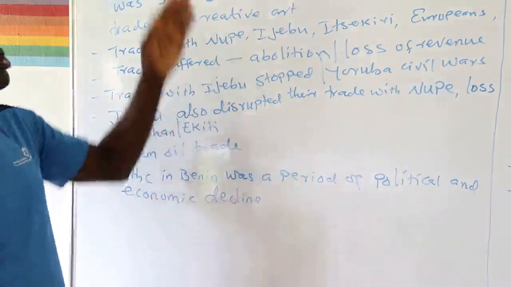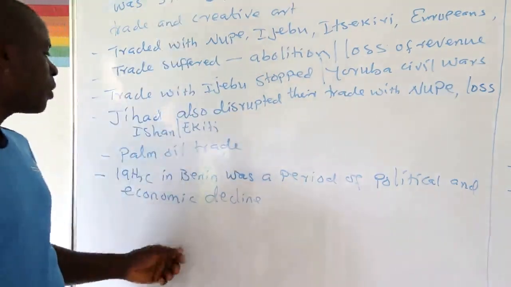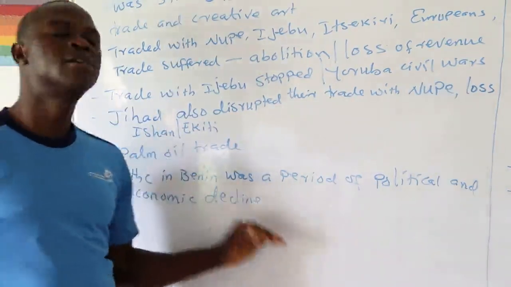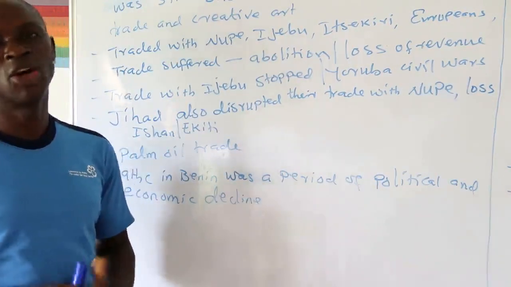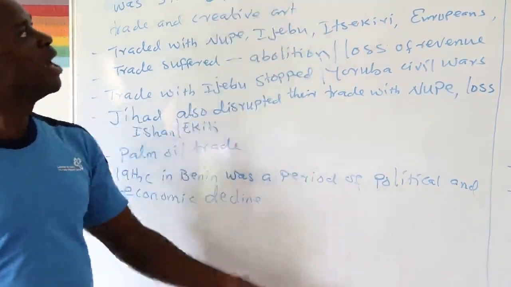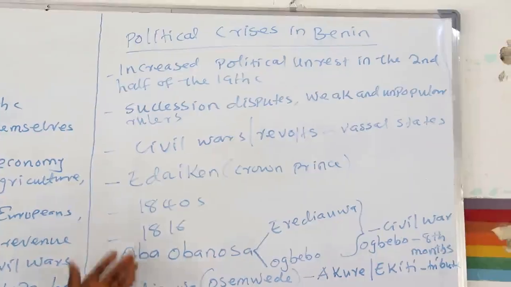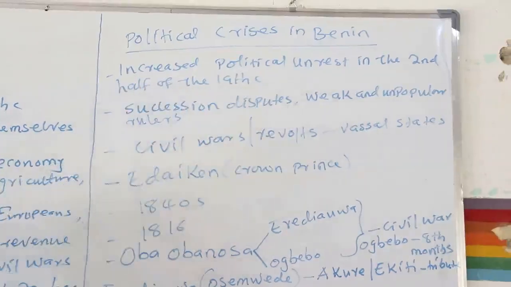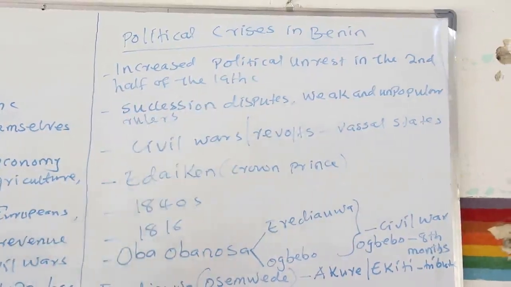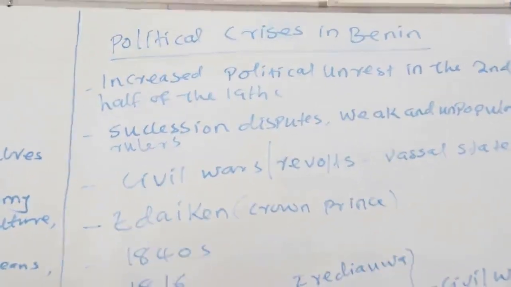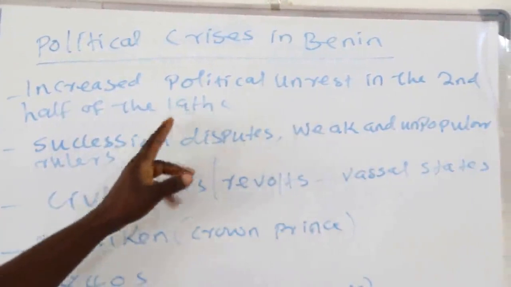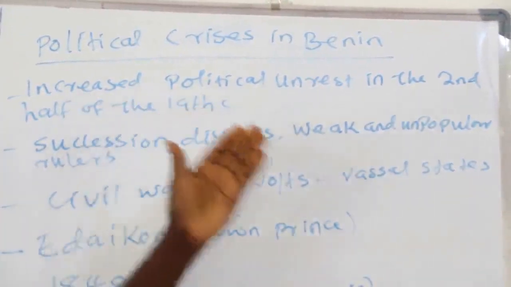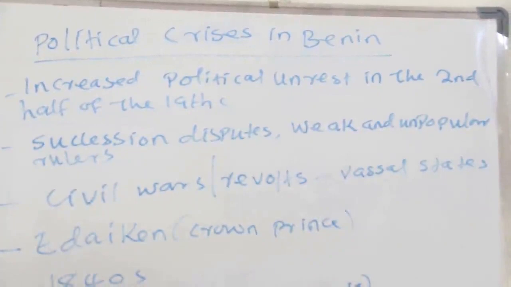Now, to conclude on the introductory part, I want to let you know that in the 19th century, Benin witnessed a period of political and economic decline. Those were the situations that Benin faced. Political crisis in Benin. Now, in the second half of the 19th century, Benin witnessed increased political unrest, political disturbances.